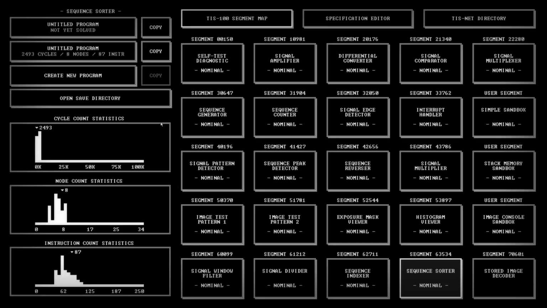All right, cool. So that's sequence sorter. Had a super great time with that, as long as it took me. And so I'll see you next time for stored image decoder.